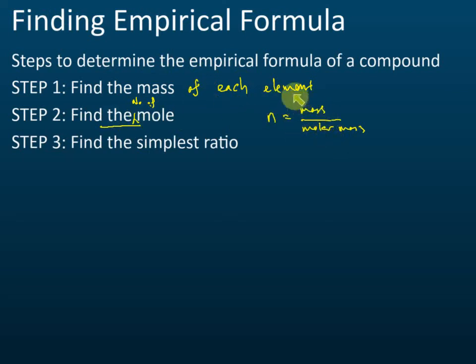After you get the number of mole, then you can find the simplest ratios of each element. The whole number simplest ratio, because we already know the number of mole. So these are the steps to find the empirical formula. I will show you a few examples after this.